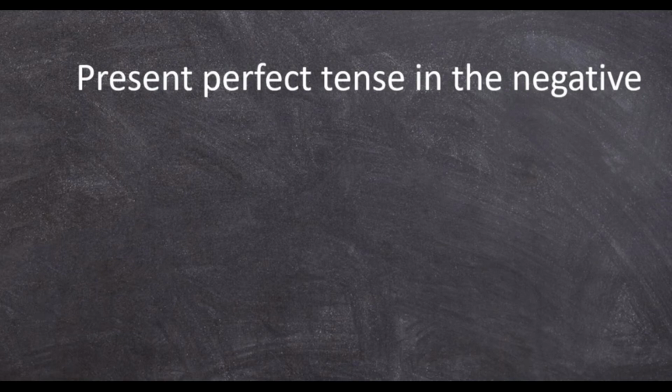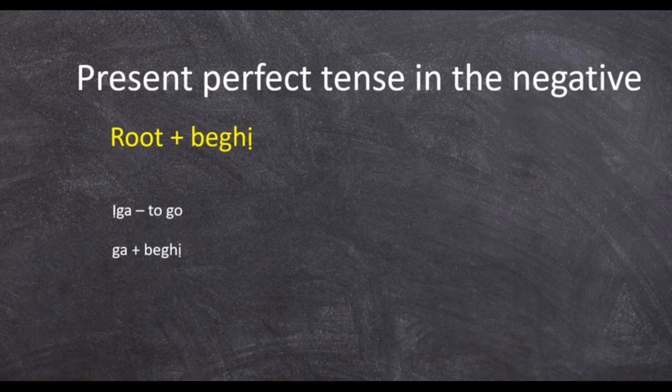Present perfect tense. So this tense in the positive is like I have done something. Now you want to say I haven't done. Okay? So how do we do that? You go to the root and add bei to it. Again, ga, which is the root of to go, we just add bei and we have gabei. That means have not gone.